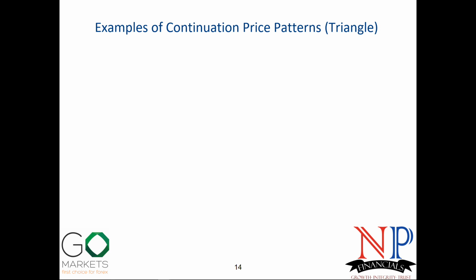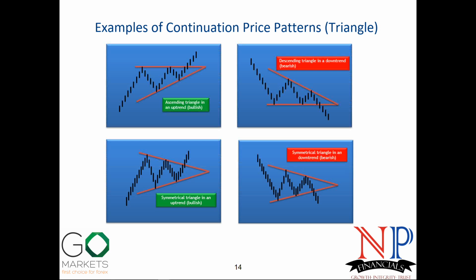Examples of continuation price patterns, like a triangle. So this is an ascending triangle in an uptrend, which can be bullish because the peaks are going up and the drops are going up. This is a symmetrical triangle in an uptrend because the peaks or the swing highs are coming down in an uptrend and the drops or swing lows are going up. So if you join peak to peak and swing low to swing low, a symmetric triangle is being formed and the breakout happens here.